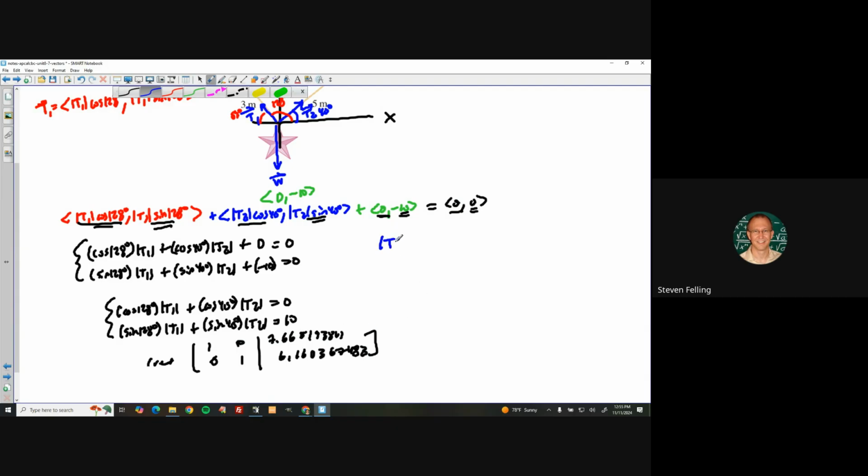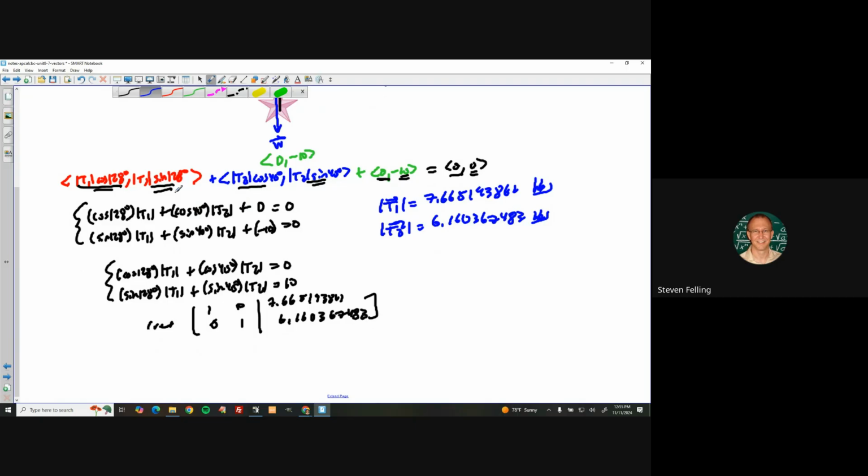So we just found out that the force in the wire T1 is 7.665193861 pounds. And the force in the other wire, T2, is only 6.160367483 pounds. Okay, so if we're doing an engineering study, we'd want to make sure that the wire that we choose can handle much more than this weight so it doesn't snap, right? And then if we plug those back in, let's actually write the vector form of these tensions.